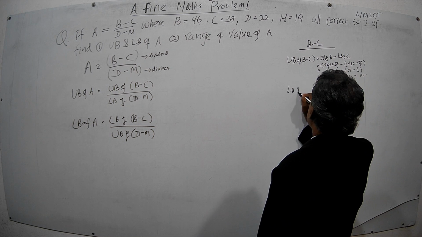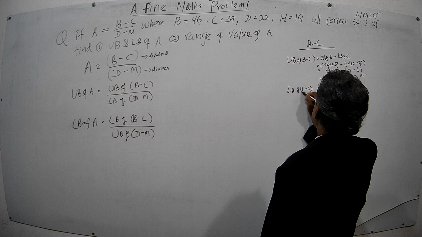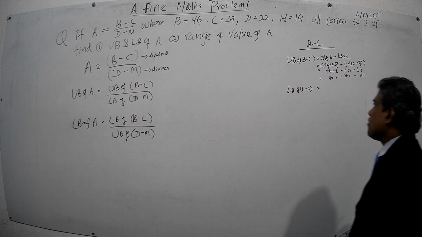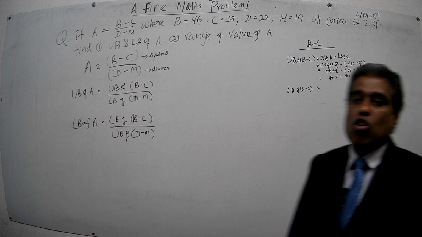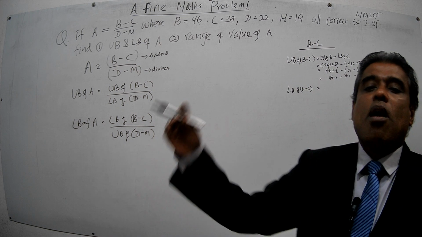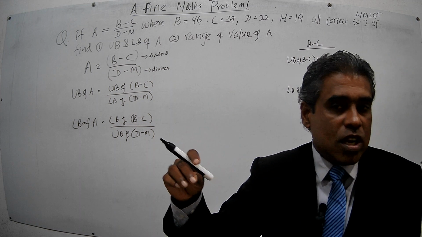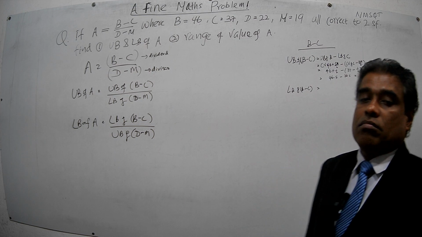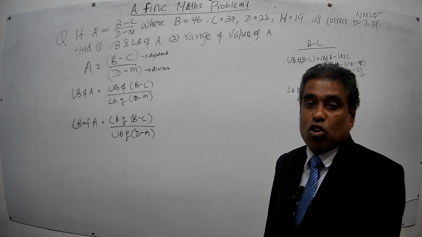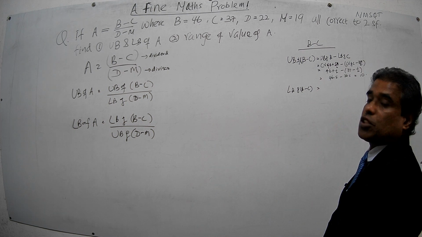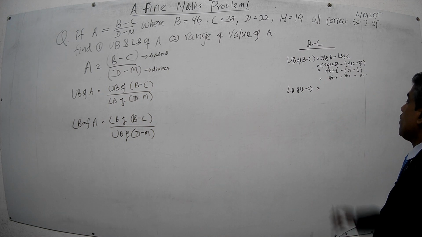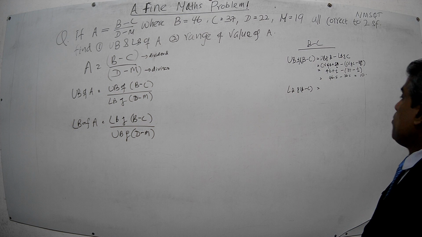What is the lower bound of B minus C? Lower bound of difference, we have learned a formula for lower bound of difference. That is lower bound of the larger value minus upper bound of the smaller value. Lower bound of the larger value minus upper bound of the smaller value.